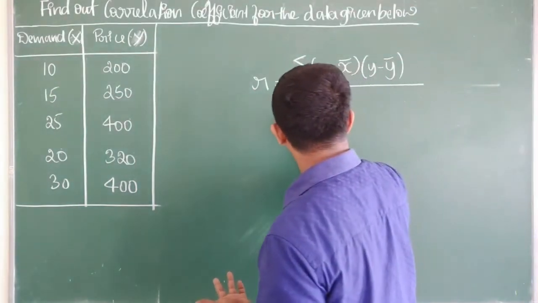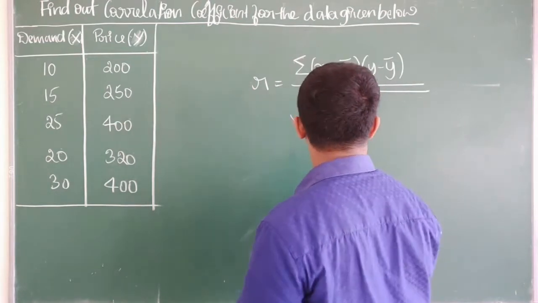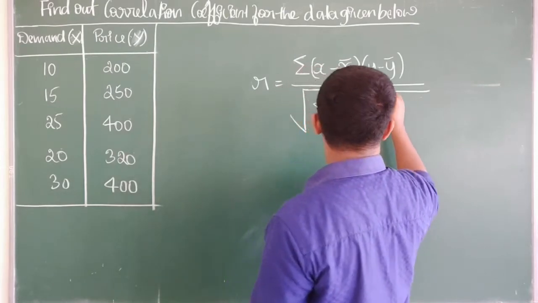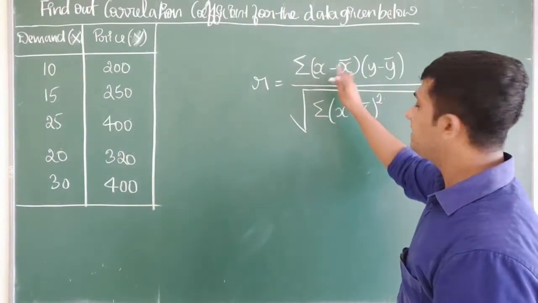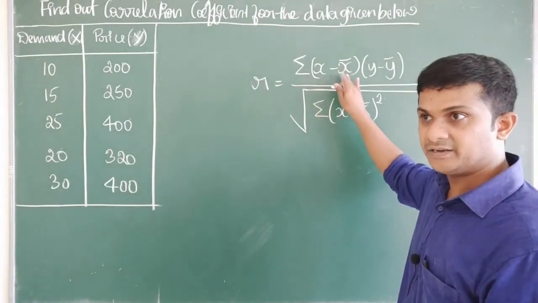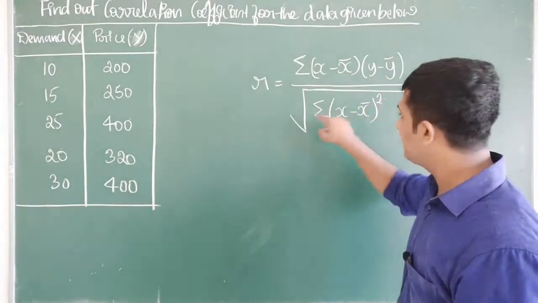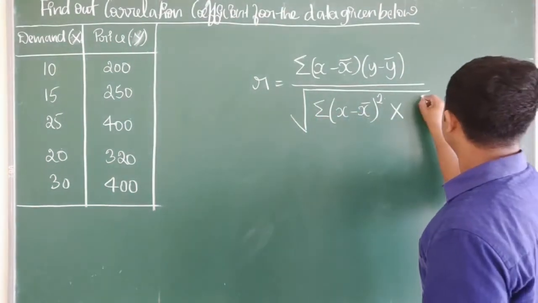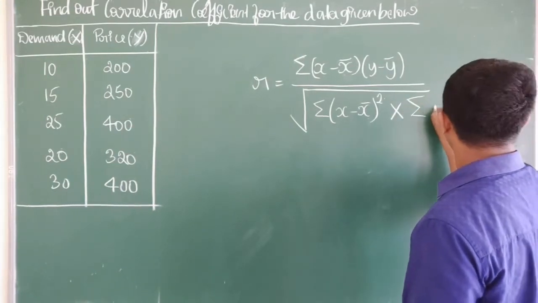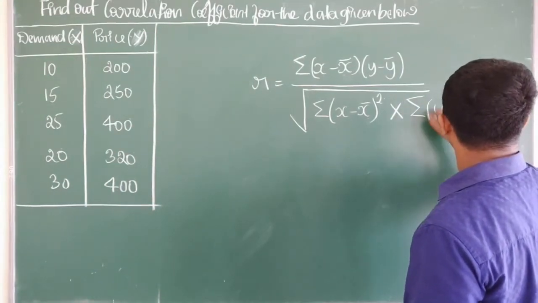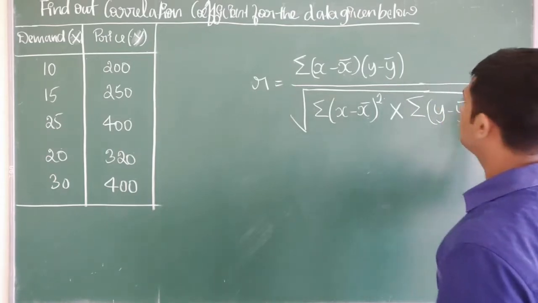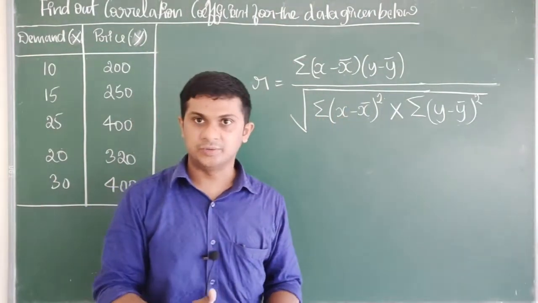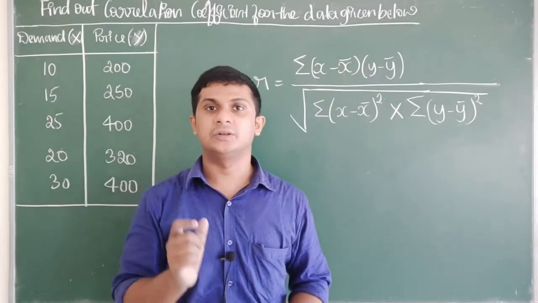Then we have the denominator, which is the root of sigma (x minus x bar) square. Here we calculate the individual values of x minus x bar, individual values are squared, then we sum it up, into sigma. Now similarly for our y variable, sigma (y minus y bar) square, with the whole root of it. So this is how we calculate Karl Pearson's correlation coefficient using the actual mean. Therefore the method is called the actual mean method.